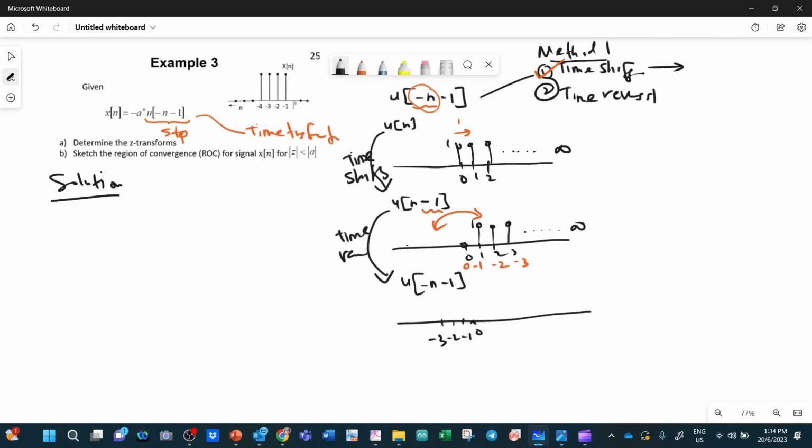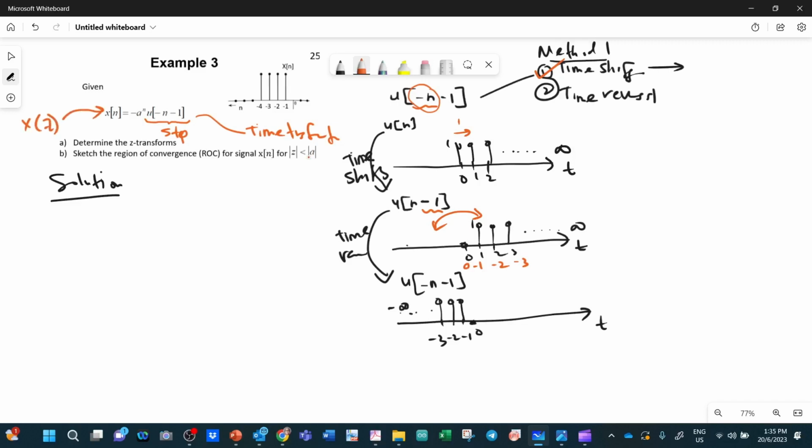At 0, you have 0. At minus 1, you have 1 here. Then at minus 2 is 1, until minus infinity. Okay. So this is how you do the time transformation. So you can see what the values are that you have. Okay, because next you need to answer this question.